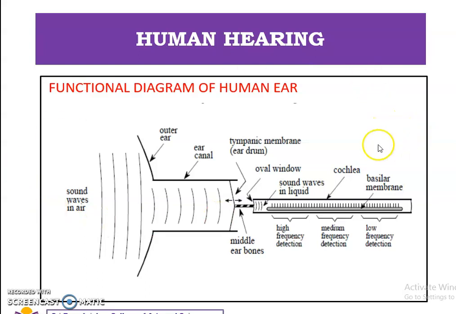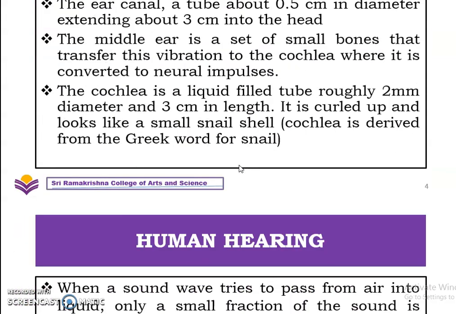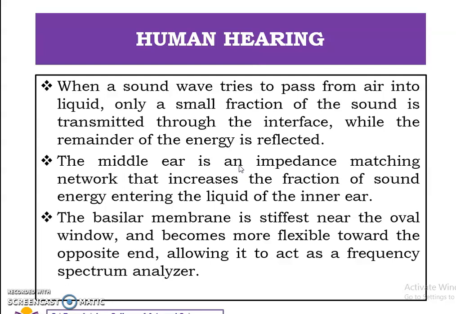That's all about the functioning of the human ear. Here I have listed a few points of what I have discussed in the diagram about the structure of the human ear, and the function of the human ear: the sound waves pass through, the middle ear acts as an impedance matching network, and the basilar membrane responds to the vibration and produces action potentials.